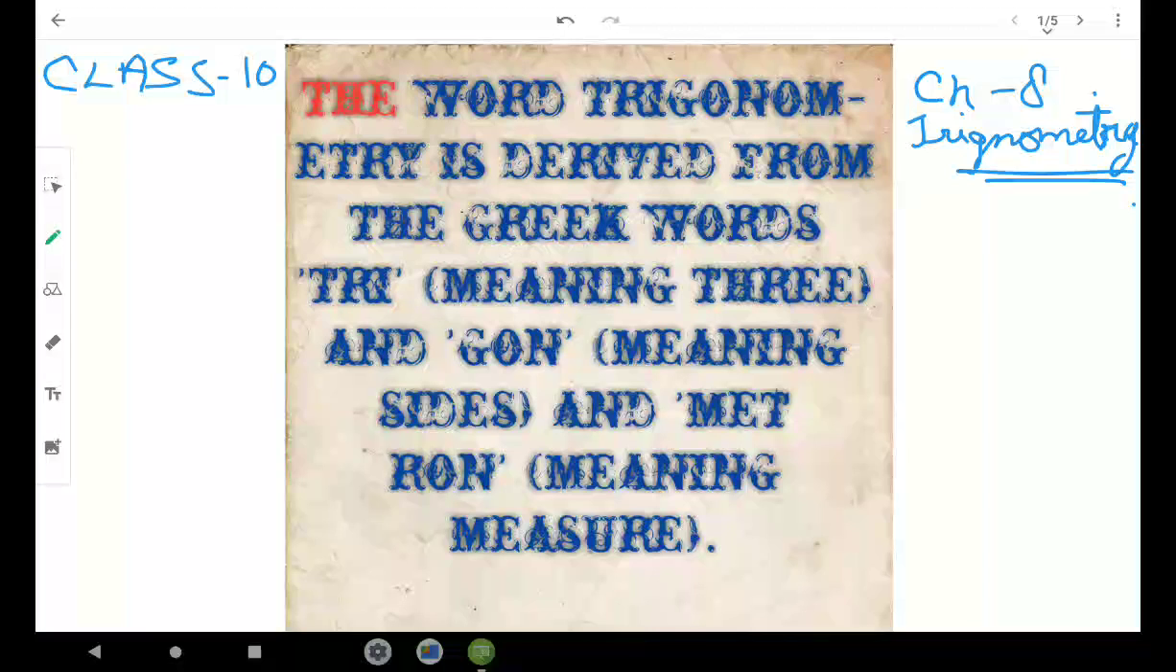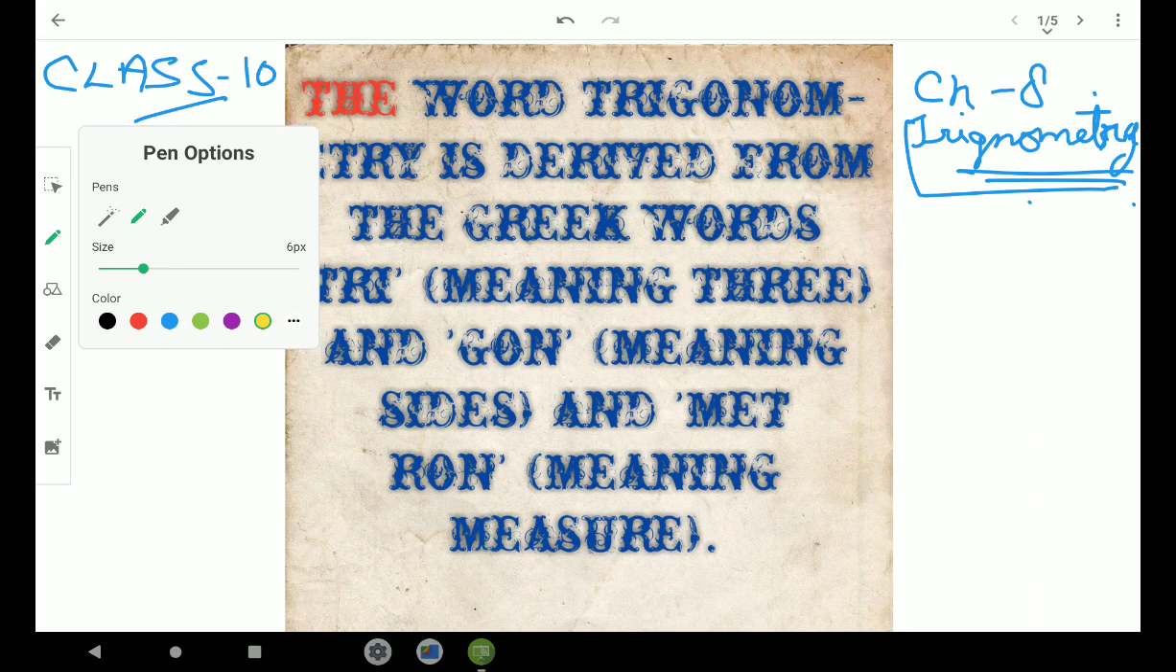Today we are going to start a new chapter, chapter number 8 of class 10th trigonometry. This is a very interesting chapter and a new chapter for a class 9 student. Now this chapter is very easy, not very tough. So, starting from the word trigonometry, what is the meaning of this word and where does it come from? So let's start the topic.